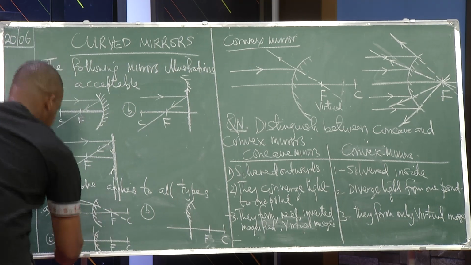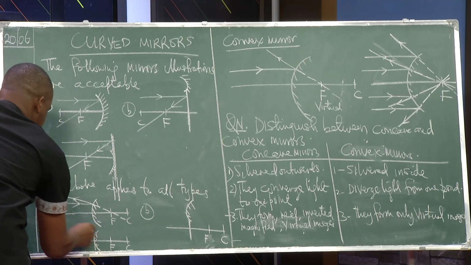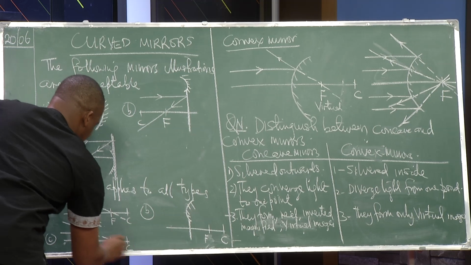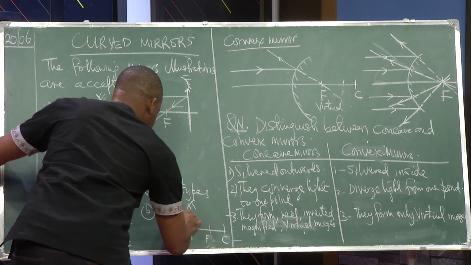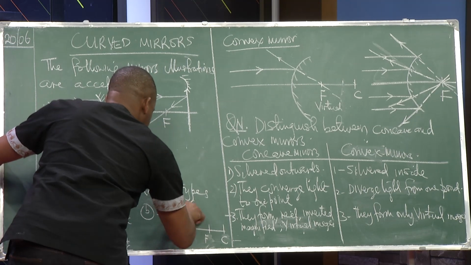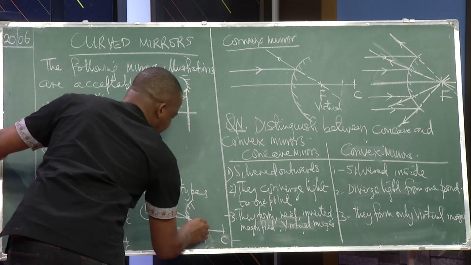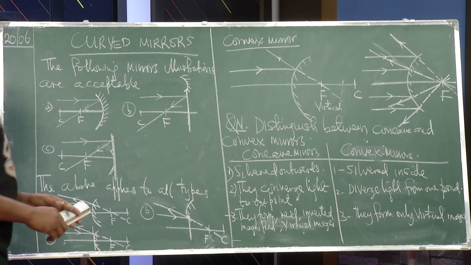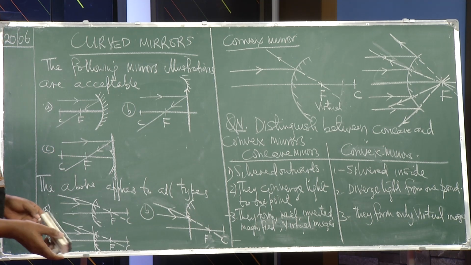And the same thing here. A ray incident here would be reflected to appear to be coming from the focal point. And the same thing applies here. A ray simply incident up to this line would be reflected off to appear to be coming from that point. That is the simple reasoning that candidates should know.